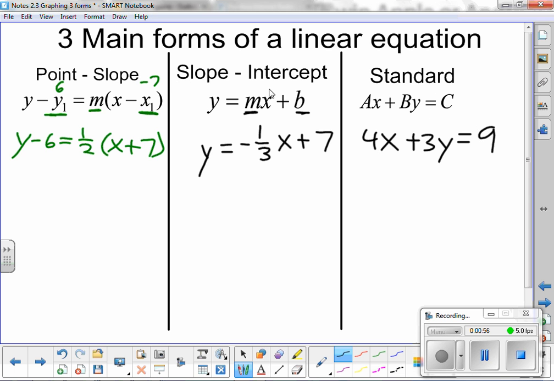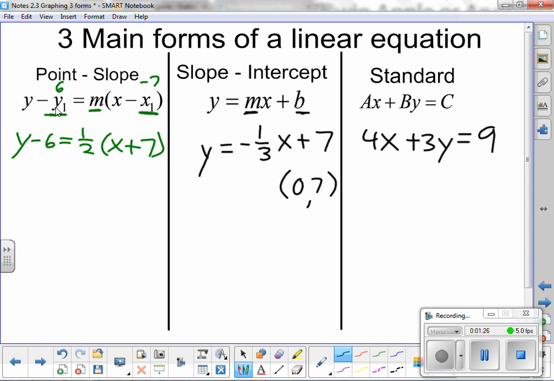We said slope-intercept form is probably your more familiar one that you guys have. And in this one, your slope will be filled in and your y-intercept, also known as the B, will be filled in. So here your y-intercept is a 7. Here your slope is a negative 1/3 from what we said in class. Y-intercept also, just to make sure you guys know, is the point 0, 7. So when you plot it, you would plot 0, 7, or just go up 7 on the y-axis.